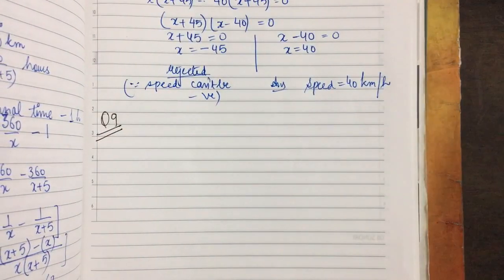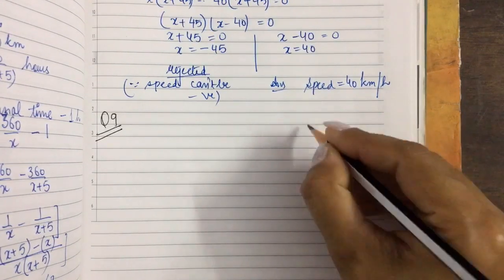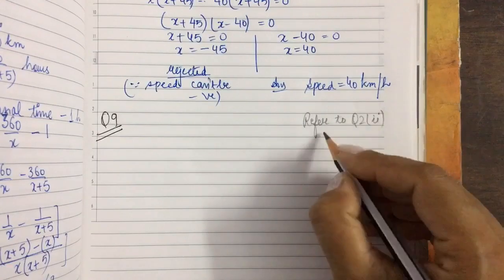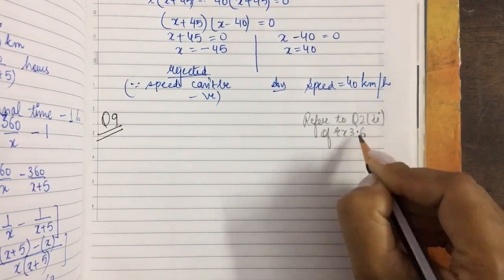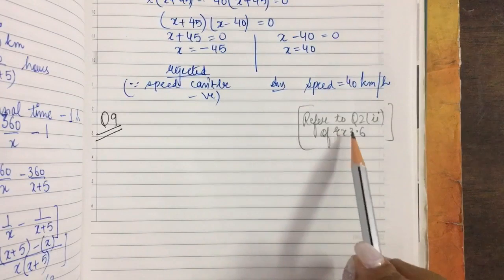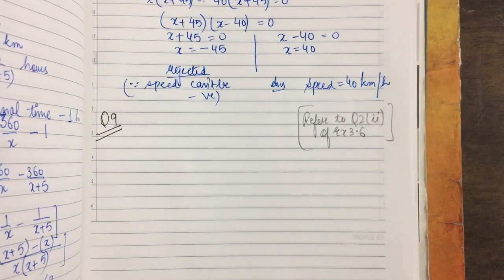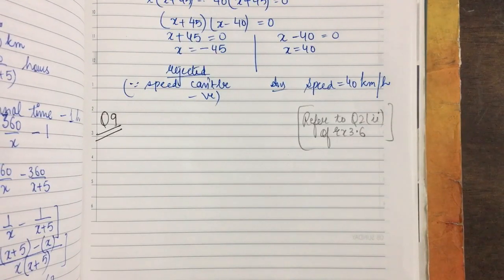Before we do this question, I would like you to refer to question number 2, second part of exercise 3.6. In exercise 3.6, question number 2, second part, we have discussed how we solve questions where we are given the time taken by a person to complete a particular task and what part of the work is done in 1 unit of time. Same concept will be used in this question. Let us take an example.